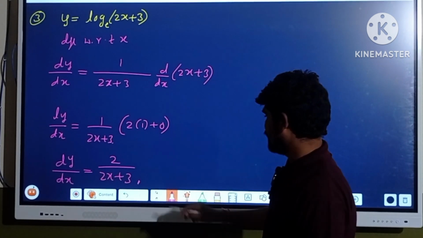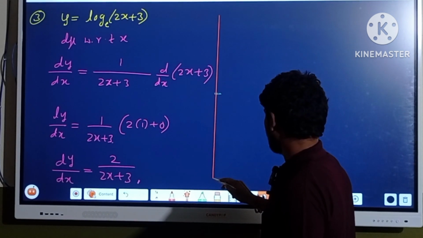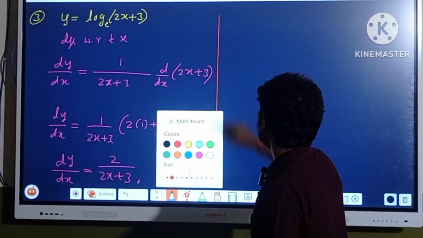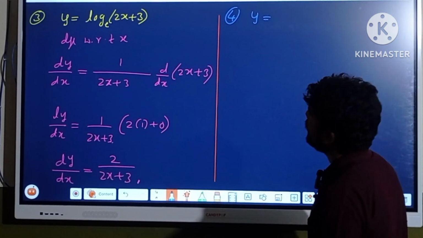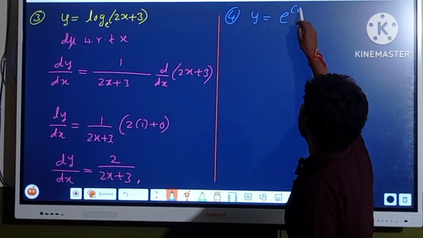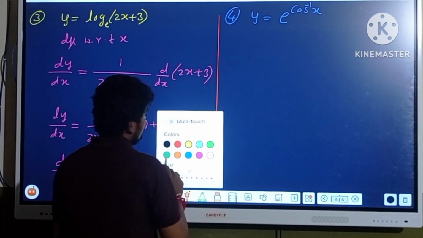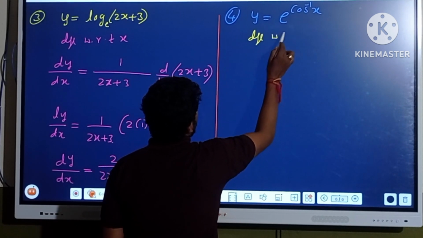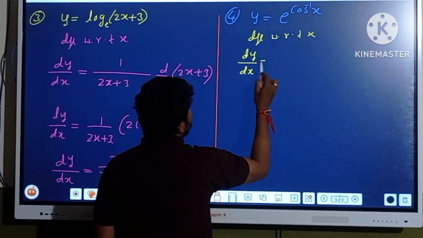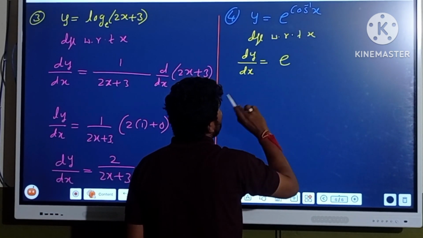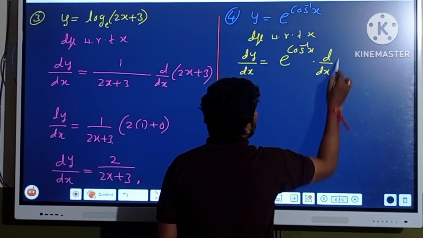Let us consider one more example. If y is equal to e power cos inverse x, we need to find dy by dx. Differentiate this with respect to x. Derivative of e power cos inverse x is e power cos inverse x into derivative of cos inverse x.